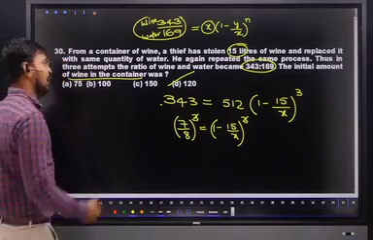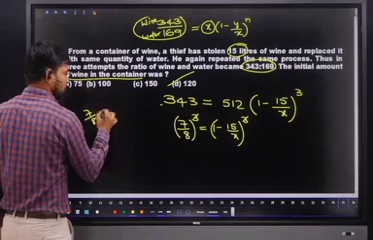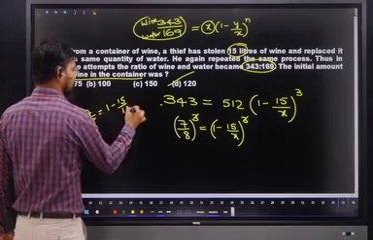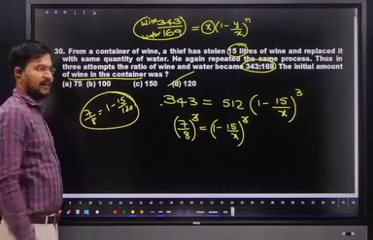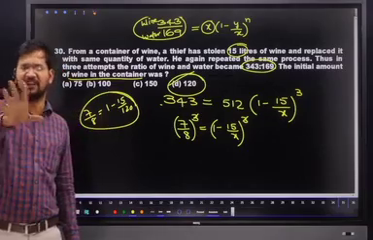All of you clear? Otherwise, if you substitute 120 here, 7 by 8 is equal to 1 minus 15 by x, 1 minus 15 by 120. 15 by 120 is nothing but 1 by 8. 1 minus 1 by 8 is nothing but 7 by 8. Satisfied or not? So your answer is 120, option D. Option D is the right answer straight away.